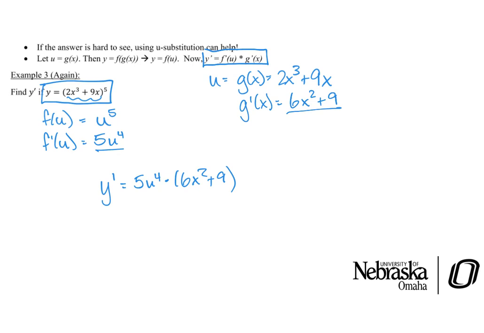Now, we really don't want a u in our equation, right? Because our original equation doesn't have u, it just has x. So now we're substituting back. So u is equal to 2x cubed plus 9x. So substituting back, we have 5 times (2x cubed plus 9x) to the 4th times (6x squared plus 9).